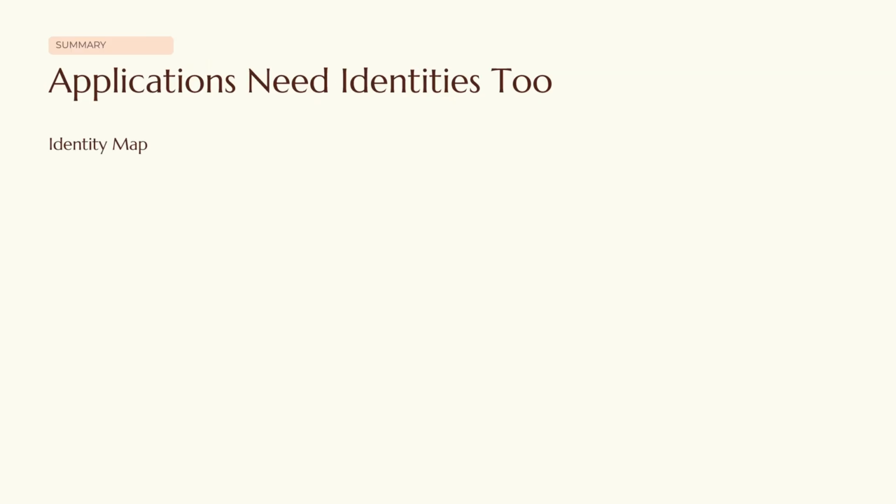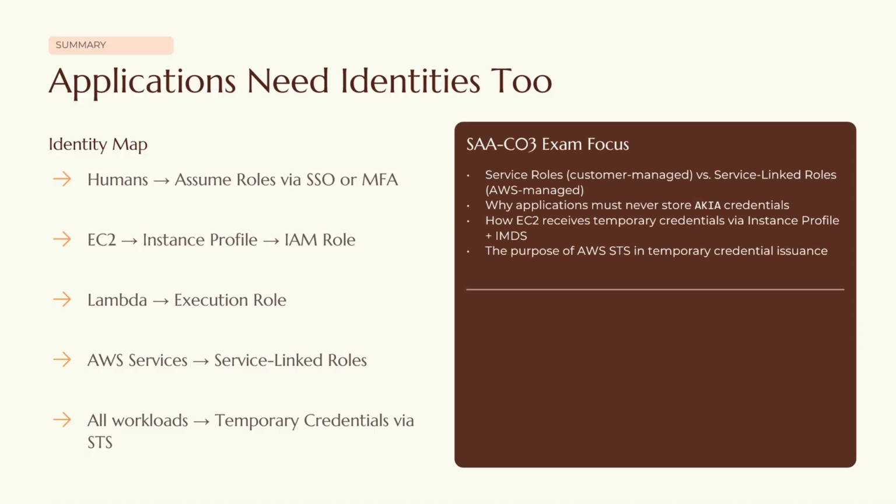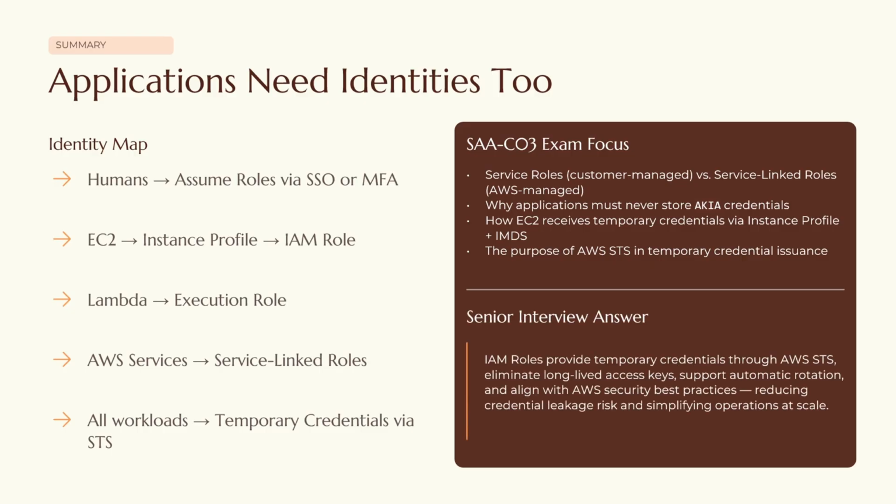Let's summarize the key takeaways. Applications should never store long-lived AWS access keys. Instead, they should authenticate using IAM roles and receive temporary credentials automatically. For EC2, this process works through an instance profile and AWS Security Token Service. Remember this simple rule: humans authenticate with identities, applications authenticate with IAM roles. Master this concept and you'll be following one of the most important AWS security best practices.